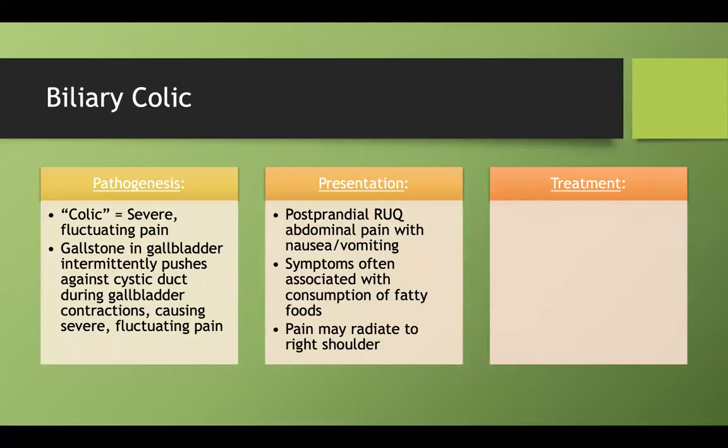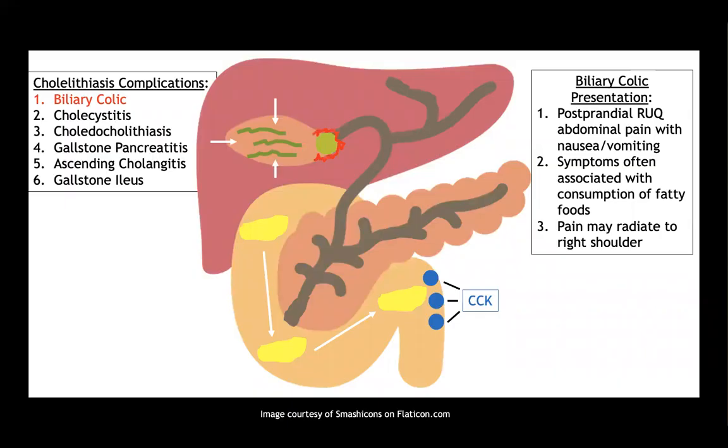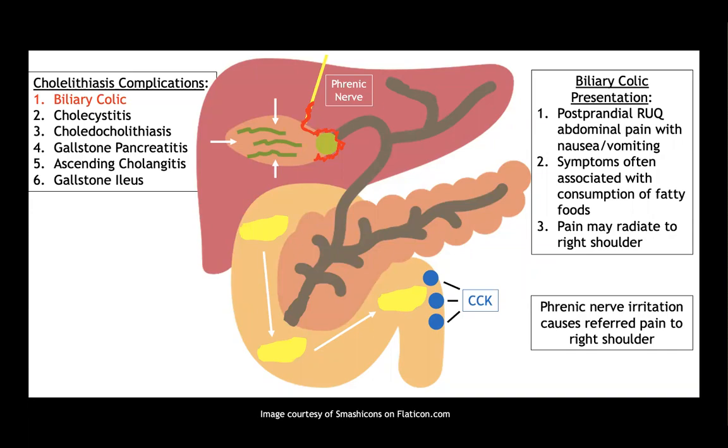The pain may also radiate to the right shoulder, and we'll see this with a couple other biliary complications. The reason that happens is because right above your liver is your diaphragm, which is innervated by the phrenic nerve. And so that inflammation can actually reach the nearby phrenic nerve and travel all the way up and cause referred pain to the right shoulder.